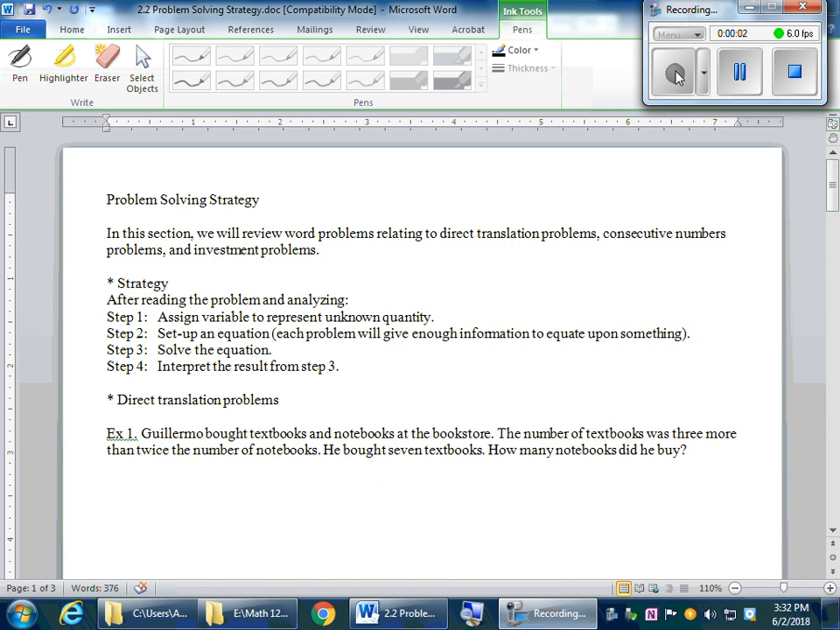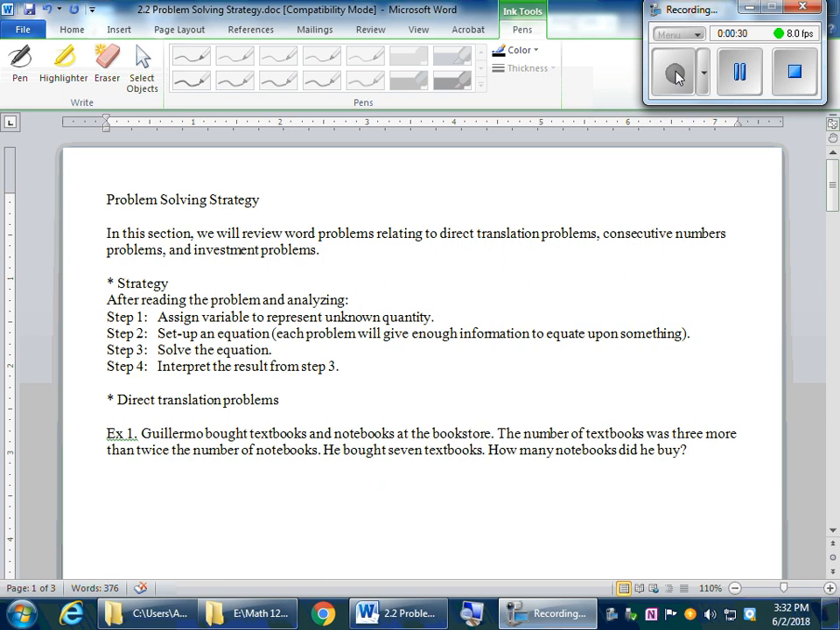2.2 Problem Solving Strategy. In these sections, we will review the word problems that we learned in elementary algebra. We are specifically going to look at three types of problems in these sections: direct translation problems, consecutive integer problems, and investment problems. I would like you to do a full-step format for all the word problems for this course.